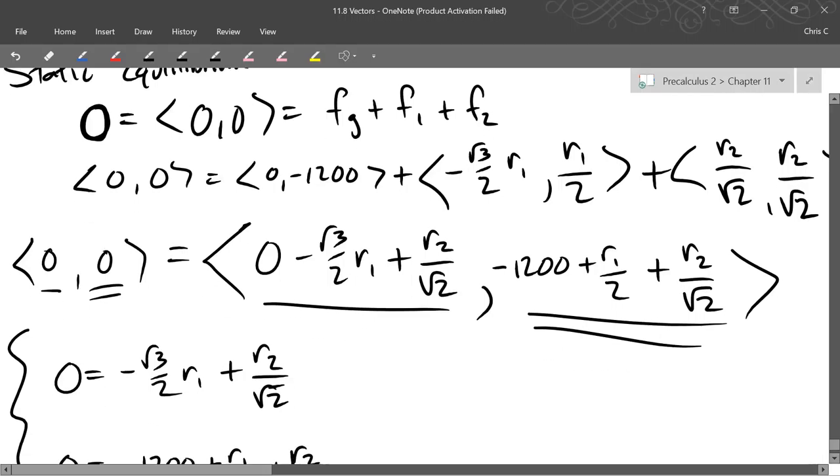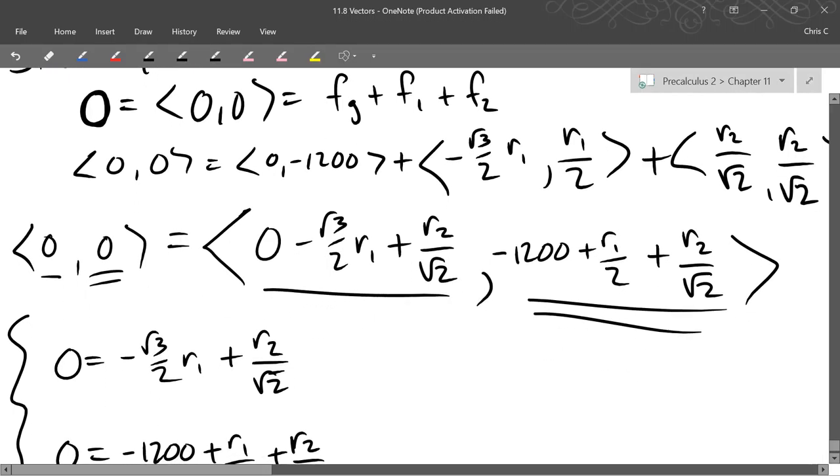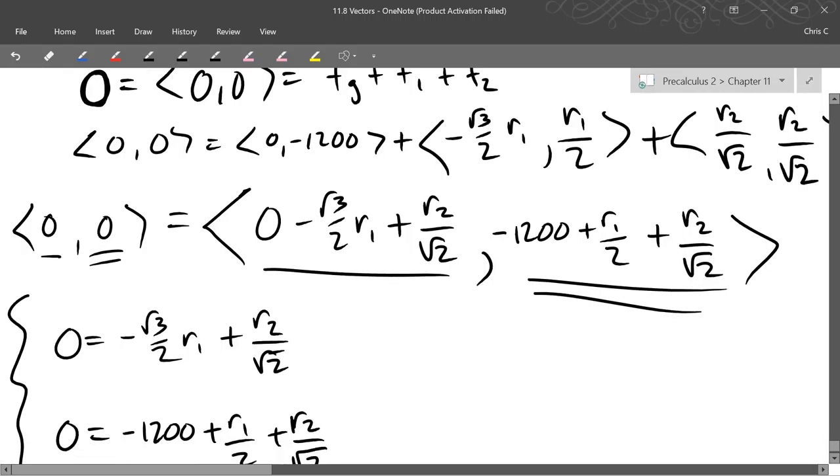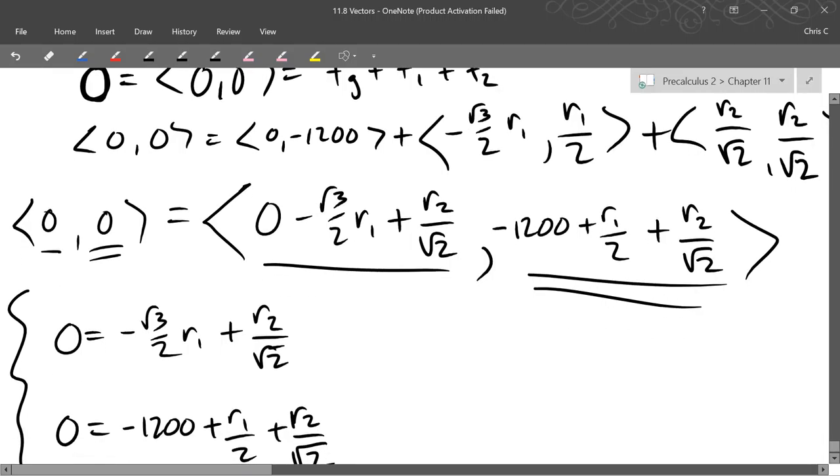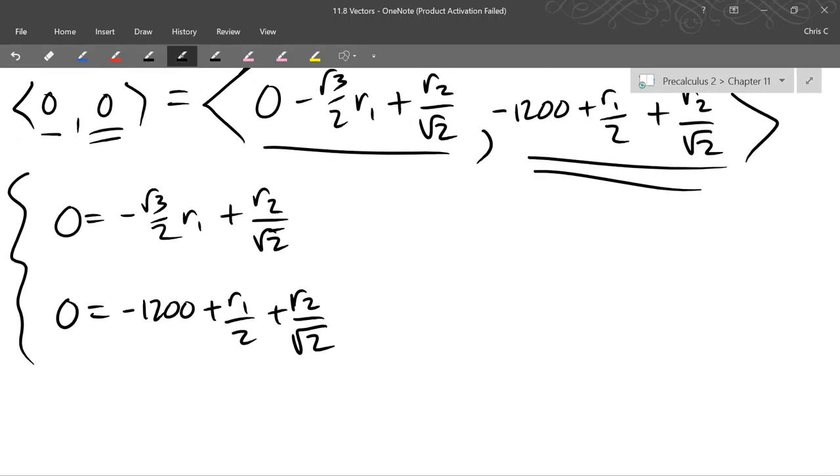Somewhere, a 2 turned into a square root 2. No, it didn't. Oh, I'm just crazy. Okay, good. There's no errors.